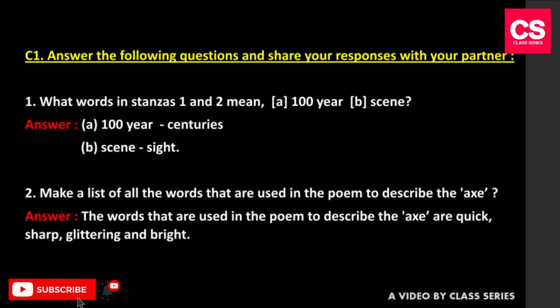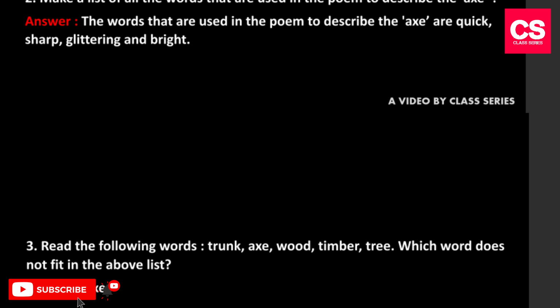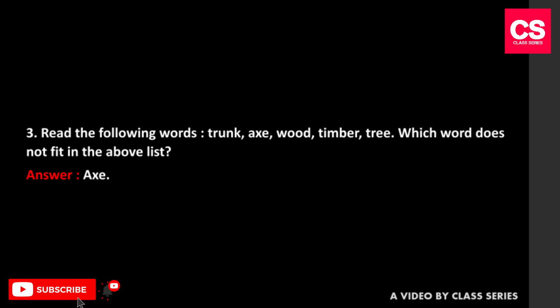Our second question is, make a list of all the words that are used in the poem to describe the axe. The answer is, the words used in the poem to describe the axe are quick, sharp, glittering, and bright. Our third question is, read the following words: trunk, axe, wood, timber, tree. Which word does not fit in the above list? The word that does not fit is axe.